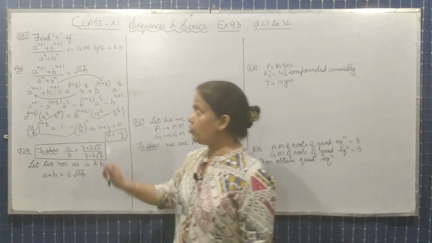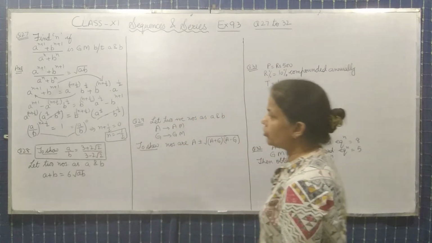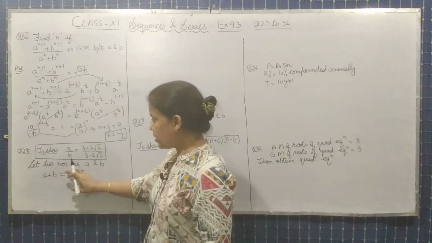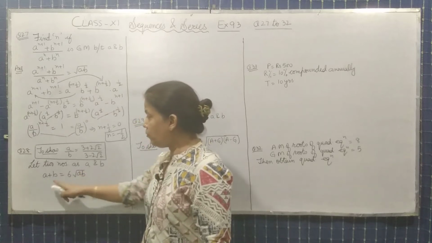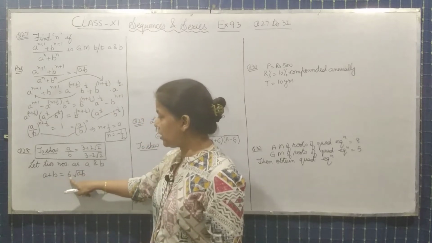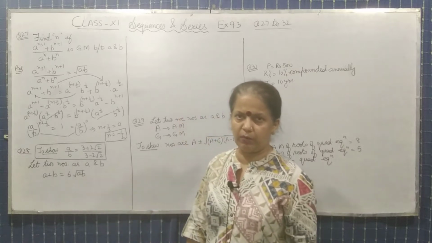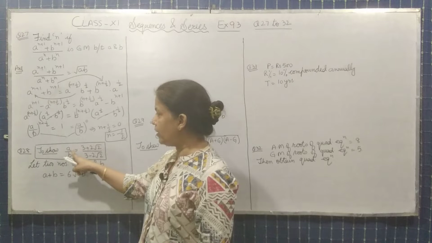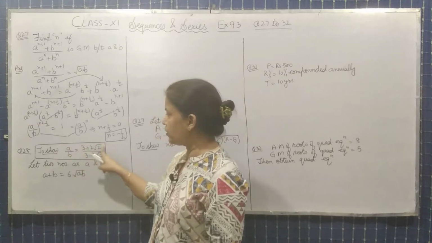Okay. Now question 28. In question 28, the sum of two numbers is 6 times its geometric mean. This is given, and you have to prove that the ratio of the two numbers is in this form.